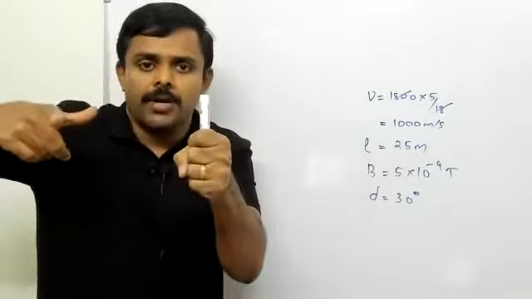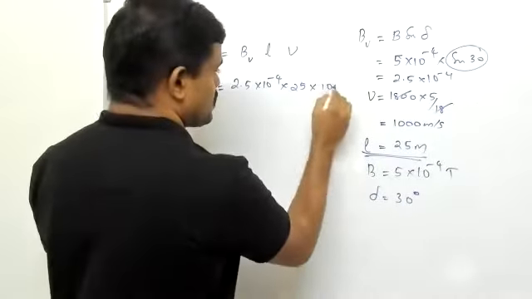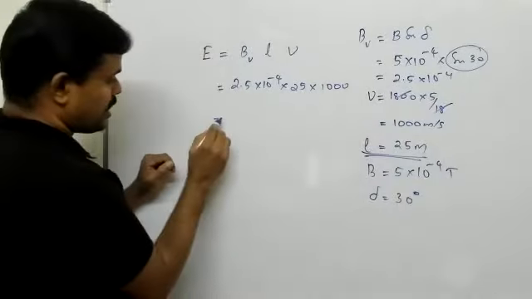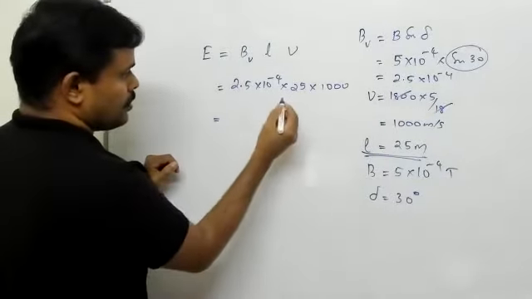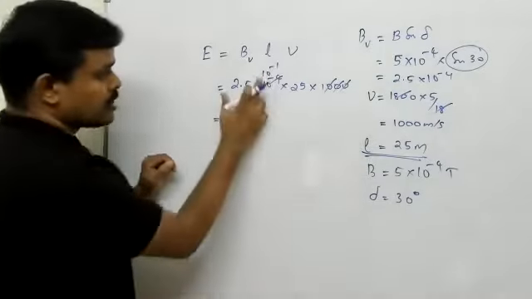What is B? 5 into 10 power minus 4 into sine delta. Sine 30 is 1 by 2. 5 into 1 by 2 is 2.5 into 10 power minus 4. Length of the conductor is the wingspan, that is 25. And velocity is 1000. Tell me what you're going to get. 3 zeros are cut with this. You got 10 power minus 1. So this is 2.5.